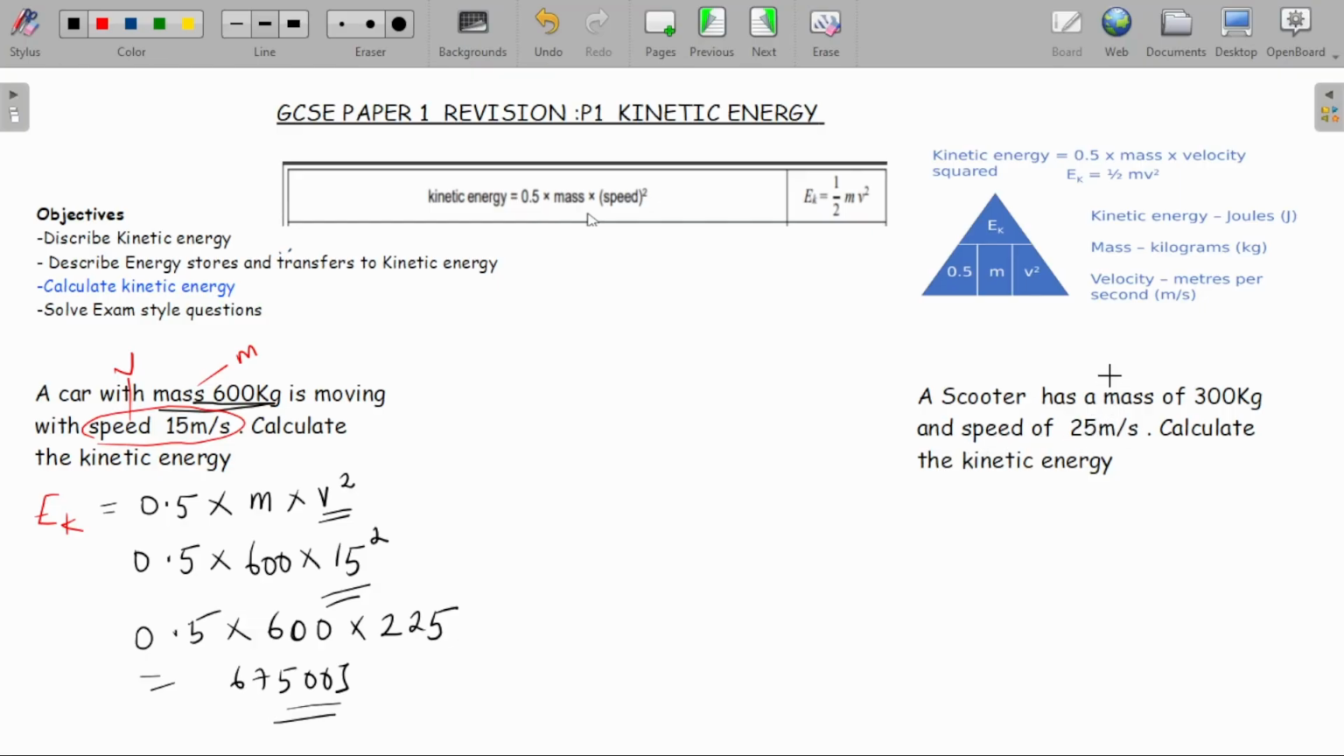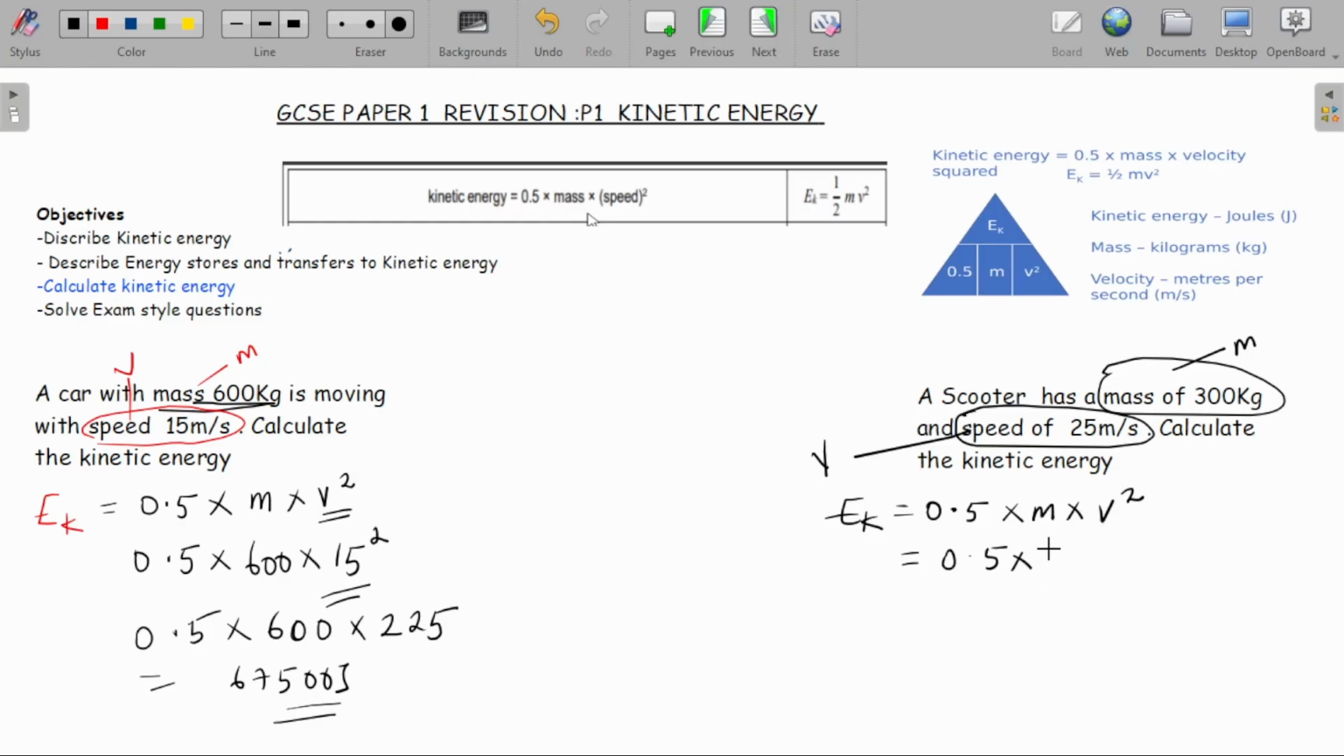For the second example, we have a scooter of mass 300 kg moving at a speed of 25 meters per second. This is our mass and this is our speed. Let's recall our equation. Kinetic energy is given as 0.5 multiplied by mass multiplied by velocity squared. So plugging in our values, we have 0.5 multiplied by mass of 300 multiplied by speed of 25 meters per second squared. Okay, this gives us 0.5 multiplied by 300 multiplied by 625. If we plug that in our calculator, we're going to get 93,750 joules.